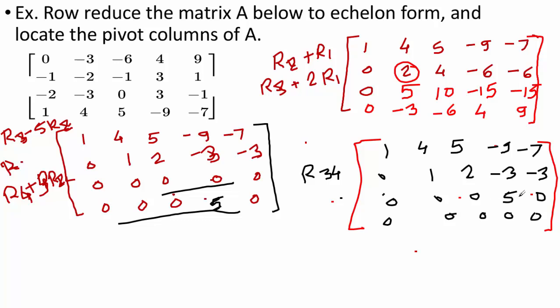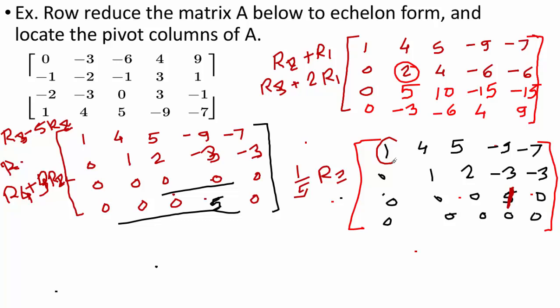Now I have to make this element 1. For that purpose I shall use the row operation 1 by 5 R3, and if I use 1 by 5 R3, see what happens. The first row becomes as it is, the second row as it is, the fourth row as it is, and the third row I have to divide. Therefore this 5 becomes 5 by 5, 1. This is the matrix in echelon form, and the leading entry is 1.